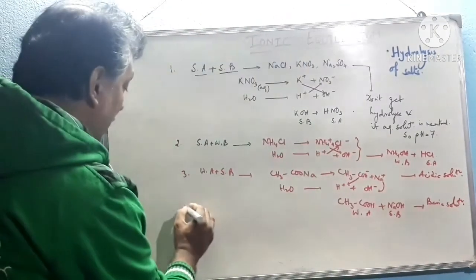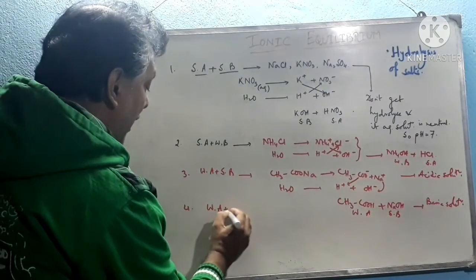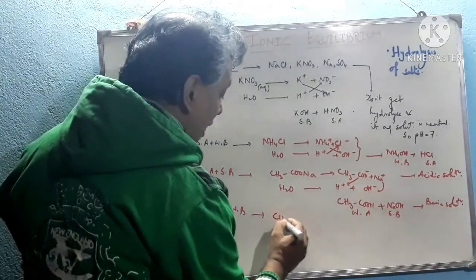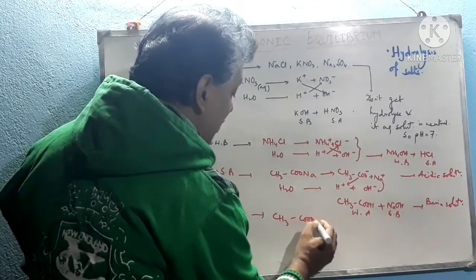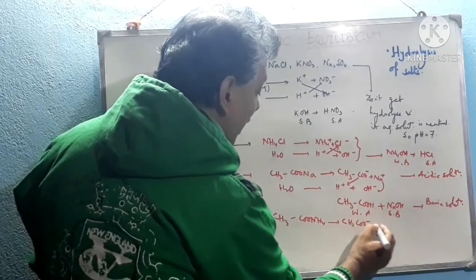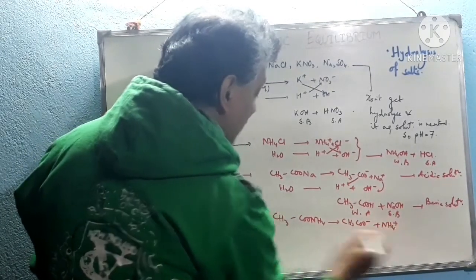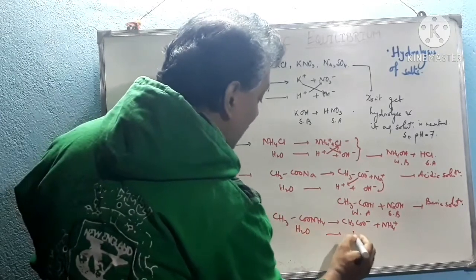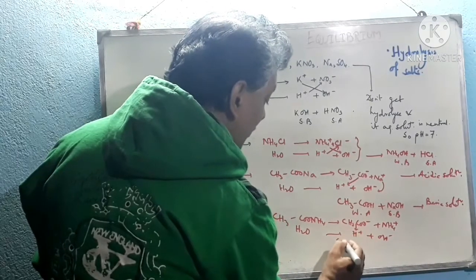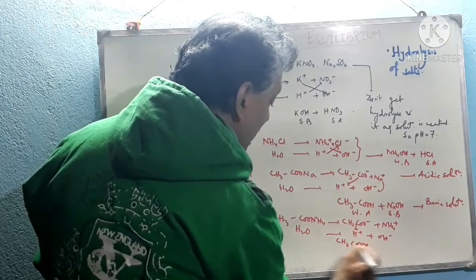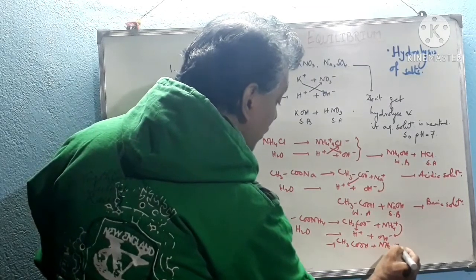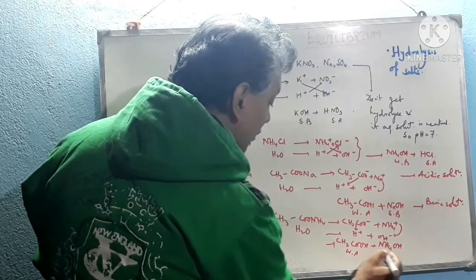And the last part is the salt of weak acid and weak base. I am giving an example of ammonium acetate, CH3COONH4. It produces CH3COO minus and NH4 plus in its aqueous solution. Water also dissociates to form H plus and OH minus. Now these two combine to form CH3COOH, and these two combine to form ammonium hydroxide, and we know that both are weak acid and weak base.